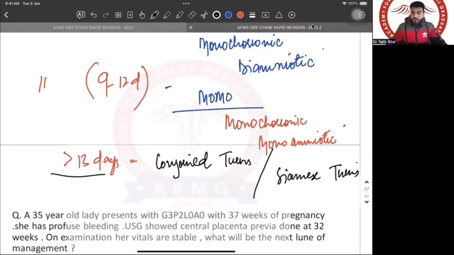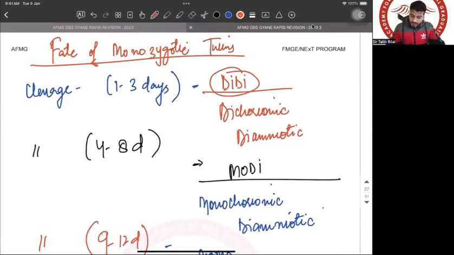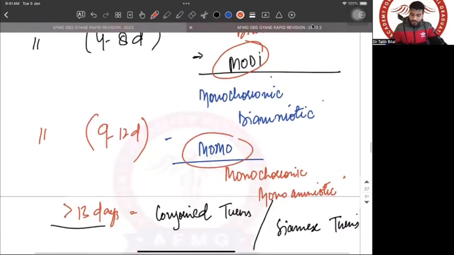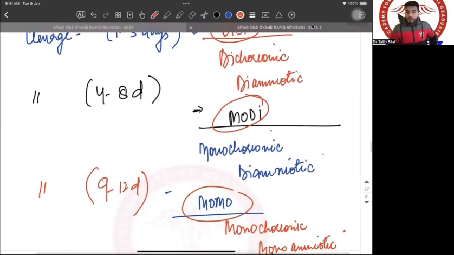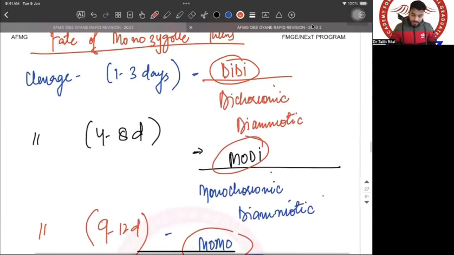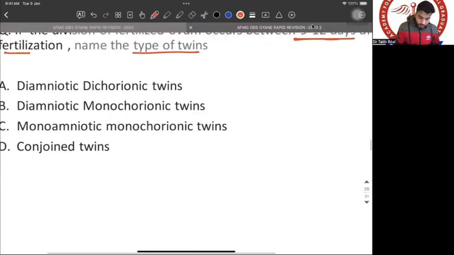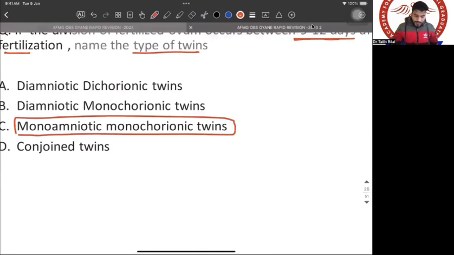Is that clear, guys? So depending upon the number of days, guys, remember these shortcuts, they are just meant for the understanding purpose. Okay. Didi, Modi, and Momos. Okay, guys. 1 to 3 days, 4 to 8 days, and 9 to 12 days. So in the question, a division has taken place between 9 to 12 days. Then your answer will be, guys, monochorionic monoamniotic twins.